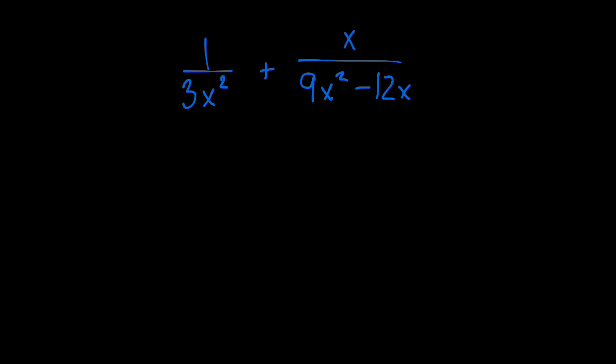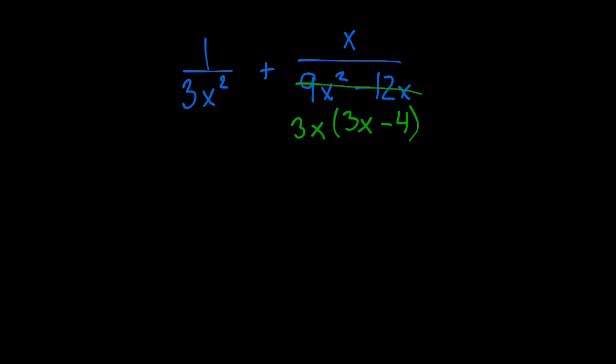So let's look at our next example, 1 over 3x squared plus x over 9x squared minus 12x. The first step that we're going to take every time is factor the denominators. So this first denominator, that's already factored. Nothing to worry about there. But in 9x squared minus 12x, what can we take out of there? Well, in each term, we have a 3 that we could pull out and an x. So if we pull out 3x, we would be left with 3x minus 4, right?